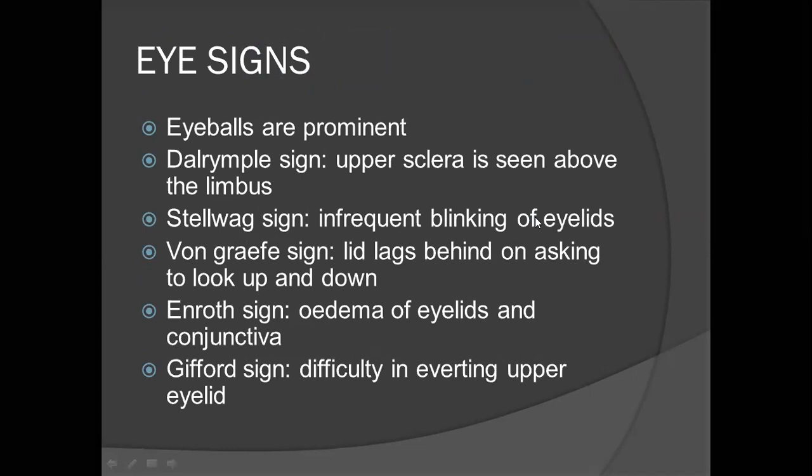What are all the things? Why does the eyeball become prominent in Graves' disease? Accumulation of fat in the retroorbital space. Why does it happen? Because of the similar antibodies. Because it is an autoimmune disease, Graves' disease, the antibodies react in the retroorbital space. So the eyeballs have become prominent.